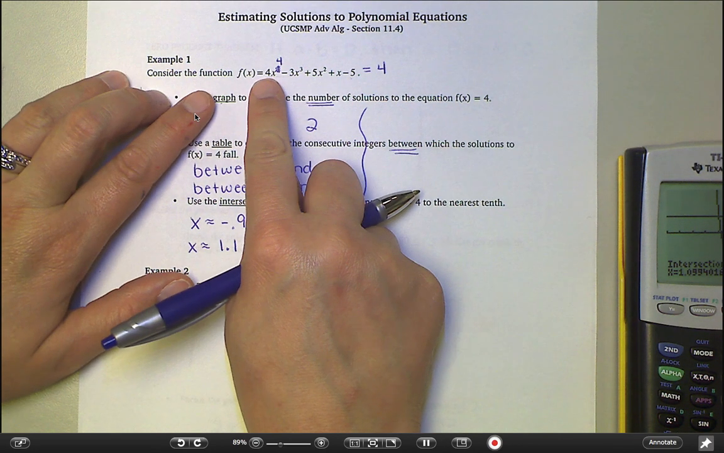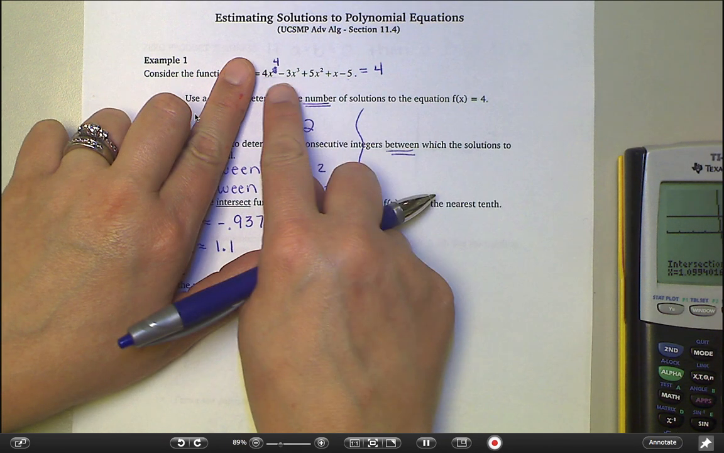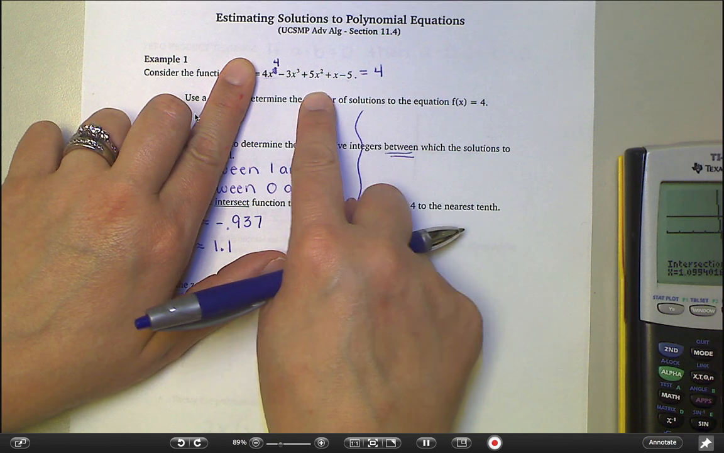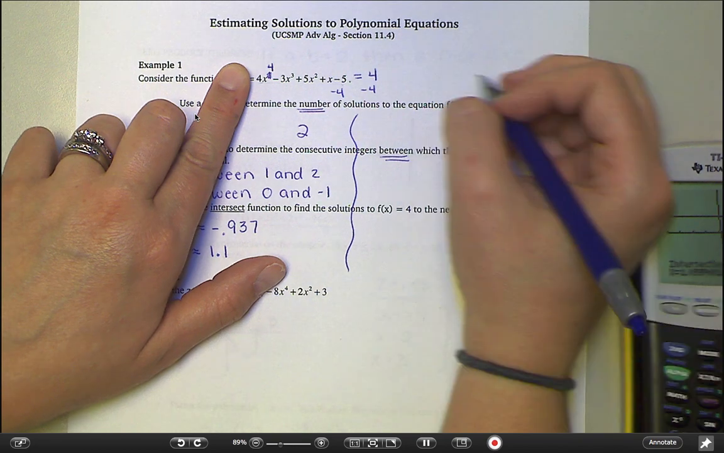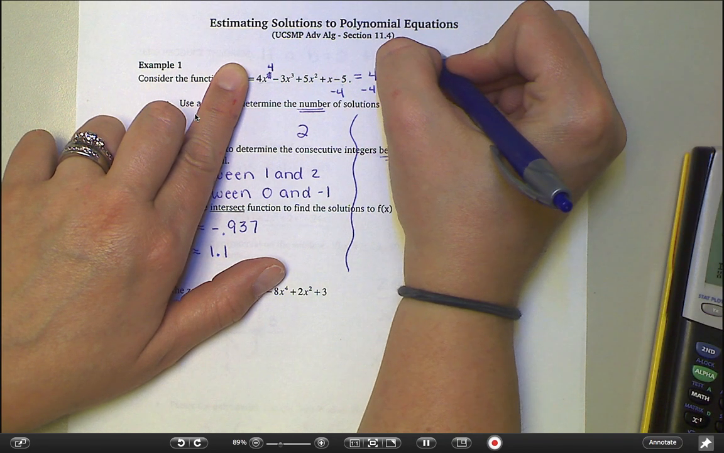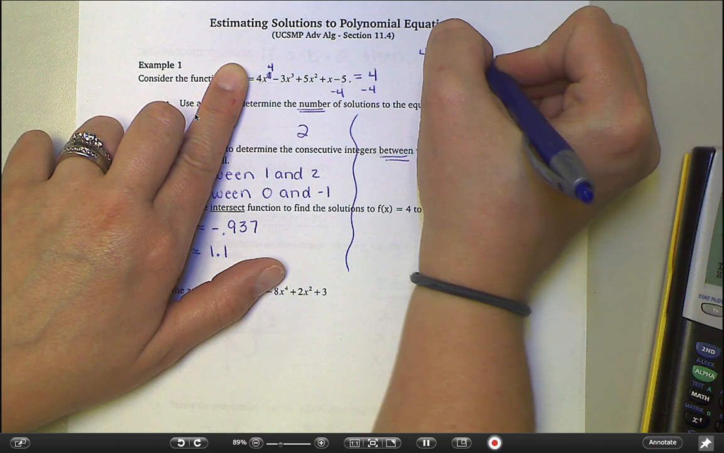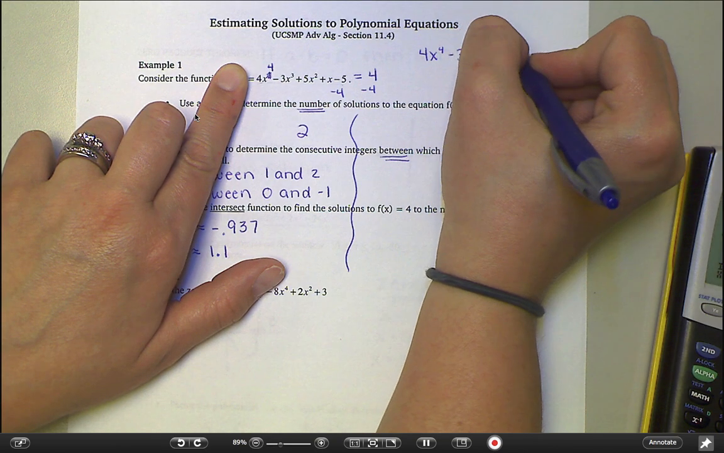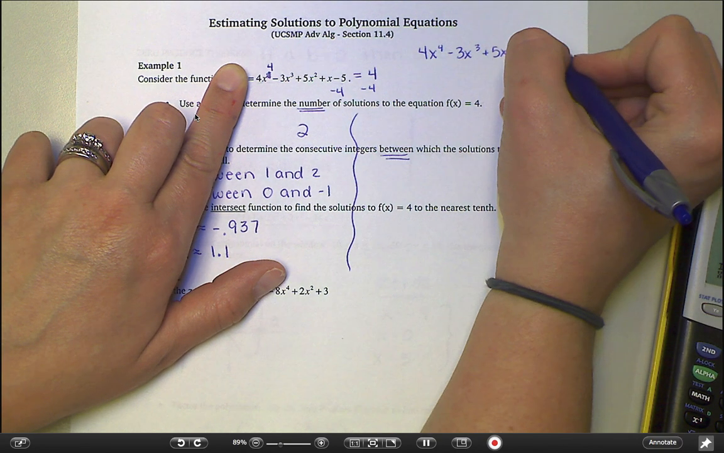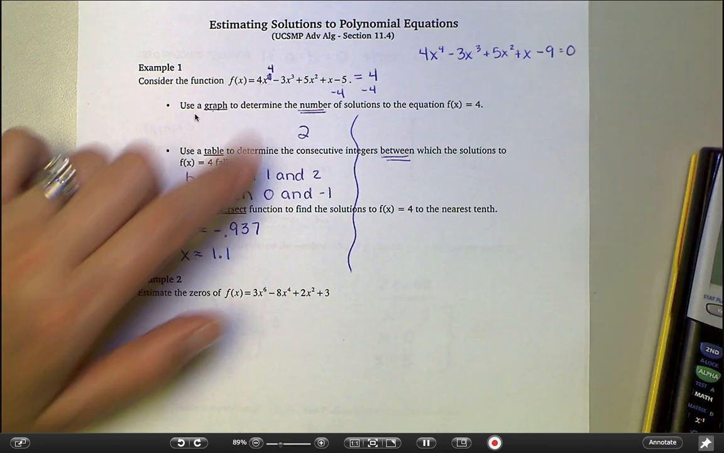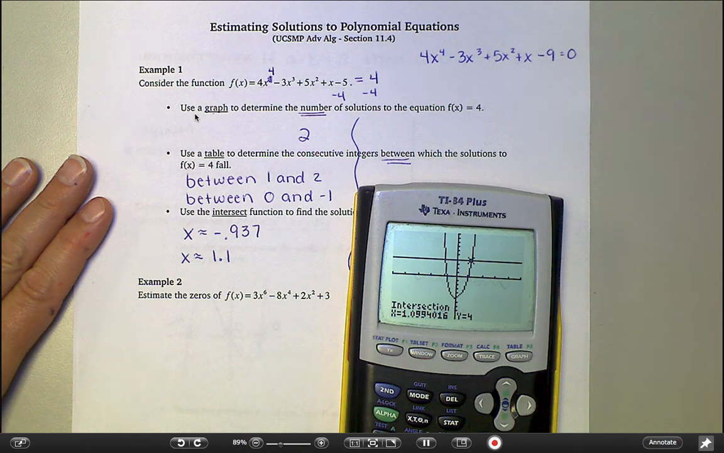But this original function, if I had it set equal to 4, like that, so kind of ignore the f of x, pretend I just had all of this equal to 4, I could go ahead and subtract 4 from each side. And so then I would actually have the equation 4x to the 4th minus 3x cubed plus 5x squared plus x, and then negative 5 minus 4 would give me negative 9 equal to 0. And then when I graph it, I don't have to mess around with having 2 lines.